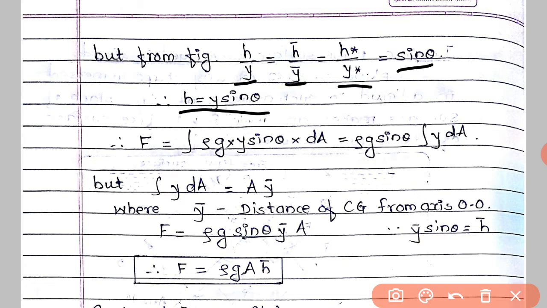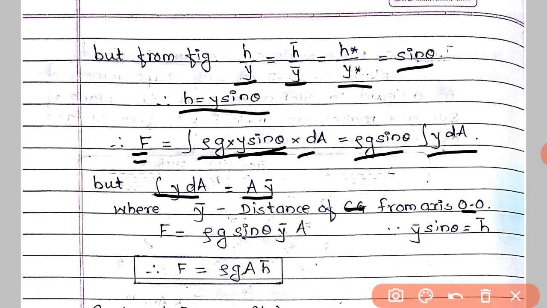So put the value of h in the above equation. The value of h is y sin theta. So force is equal to rho g y sin theta into dA. Rho g sin theta is constant, so take it out of the integration. So rho g sin theta into the integration of y dA, but the integration of y dA is nothing but A into y bar. So y bar is the distance of the center of gravity from the axis O dash O.